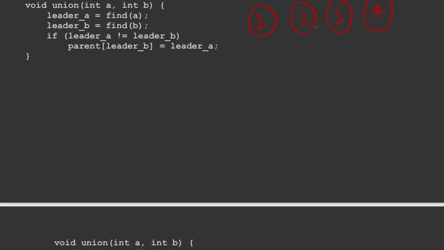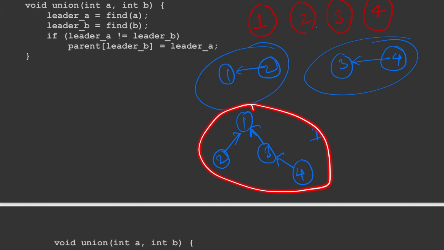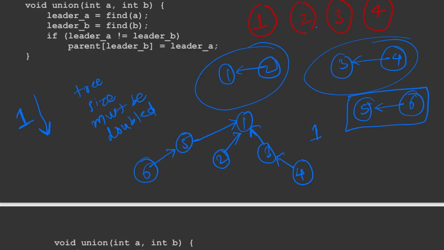But let's take one more example. Let's say first they ask you to merge 1 and 2. It will be something like this. Then they ask you to merge 3 and 4. It will be something like this. And now they are asking you to merge these two sets. Then what will happen? It will be something like this, with 3 and 4. See, the depth of the tree actually increased here by 1. Component size has become double. So this is the key observation here.